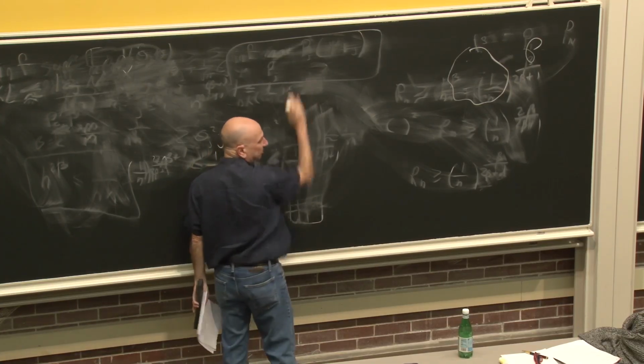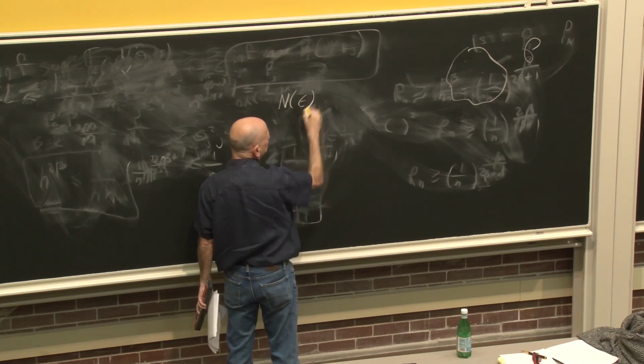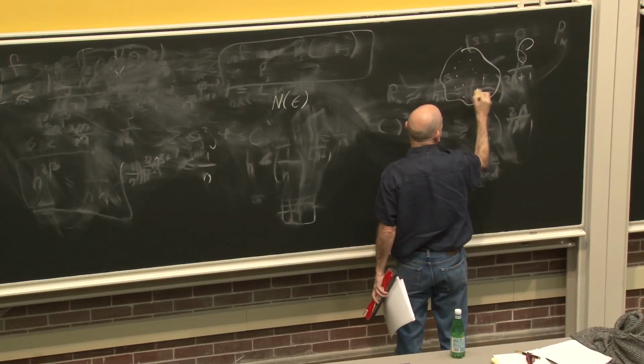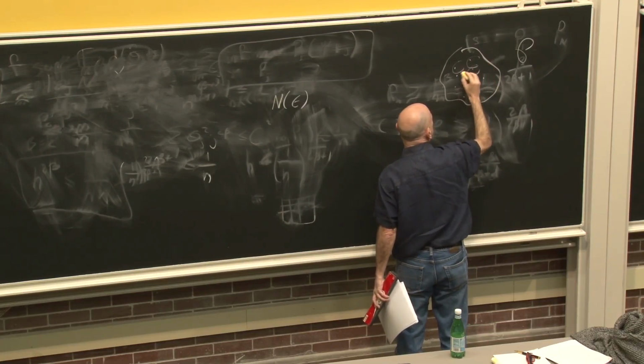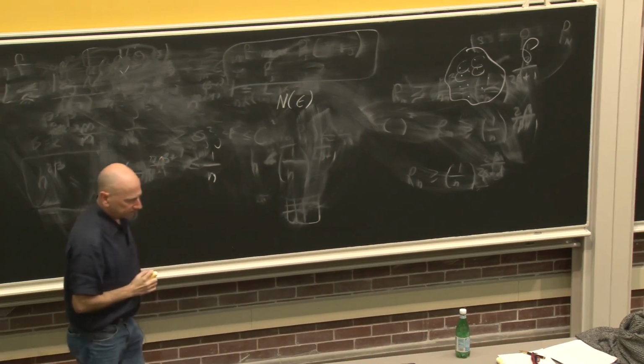And do you remember when we talked about concentration of measure? We talked about this thing called the covering number. How many balls of size epsilon does it take to cover the space? In this case, it would be how many balls of size epsilon in this distributional distance.